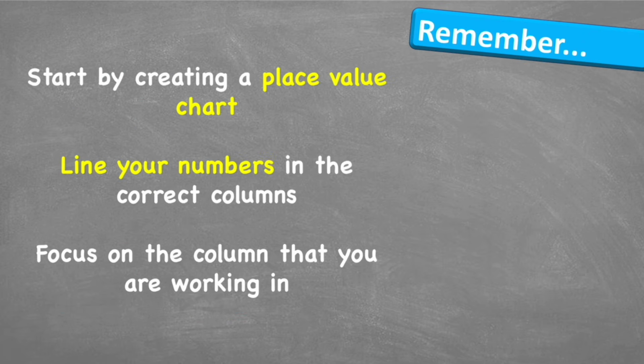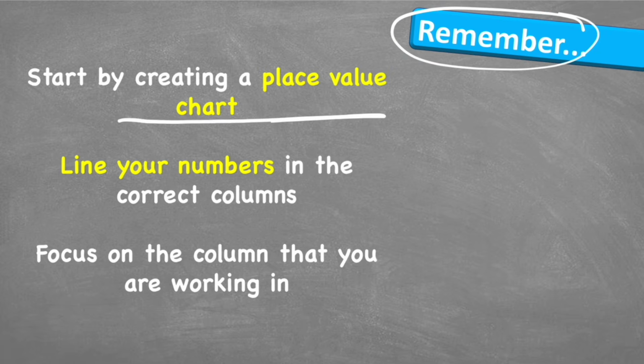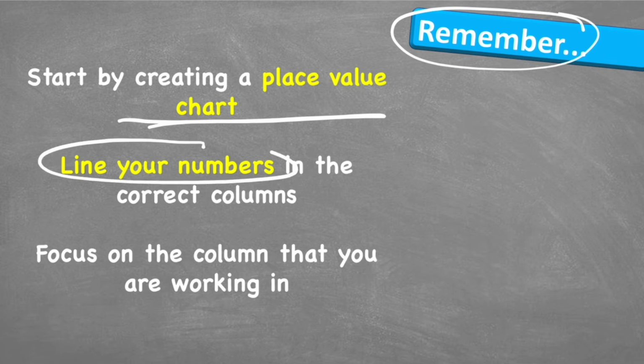What to remember? Well, first we're going to start by always creating our place value chart. Place value chart really helps you understand how to order and compare. Then we're going to line up our numbers in the correct columns and then focus on the column that we want to work on. For example, we need to know that hundreds column is the greater values. Therefore, we'll start by looking at our greatest value column first. That's the important one.